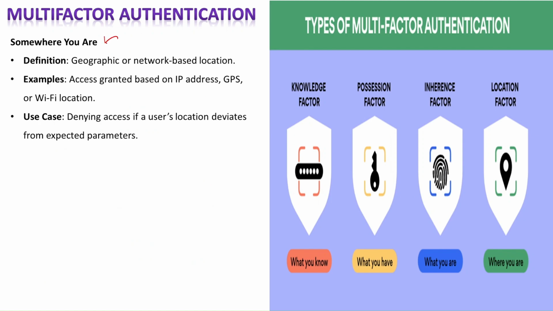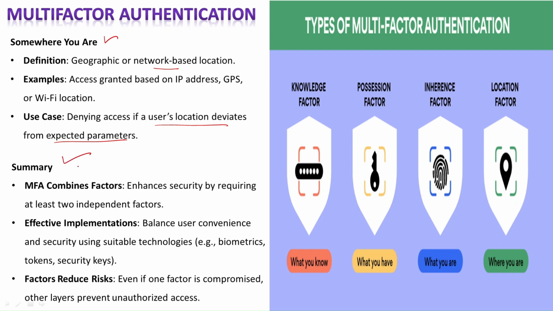The fourth one is somewhere you are, which is a geographic or network-based location. An example includes access granted based on IP address, GPS, or Wi-Fi location. Use cases include denying access if a user's location deviates from expected parameters. The summary is that MFA combines multiple factors. As we studied these four factors, you must combine any of them to make it MFA, which enhances security by requiring at least two independent factors: something you know, something you have, something you are, and somewhere you are.